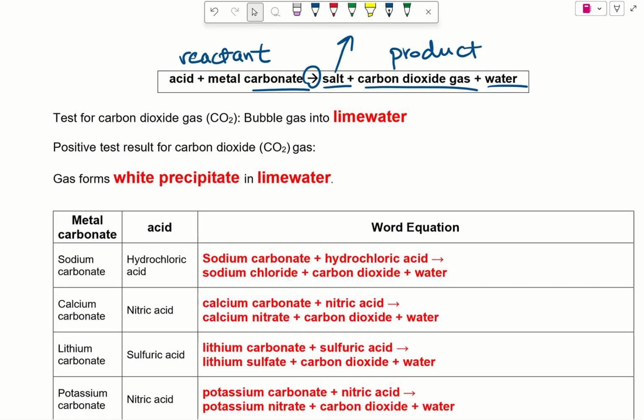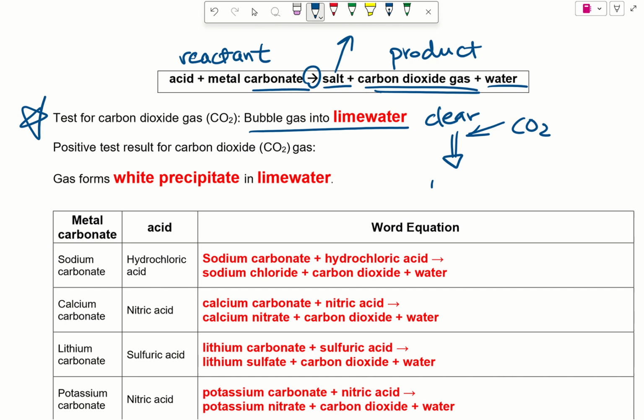Okay, but first, how do we test if it's carbon dioxide gas? Again, you need to memorize. To test for carbon dioxide, if we suspect it's carbon dioxide gas, we bubble the gas into the lime water. Okay, and the lime water at first is clear. So if there's carbon dioxide that goes in, it will then form a white precipitate.